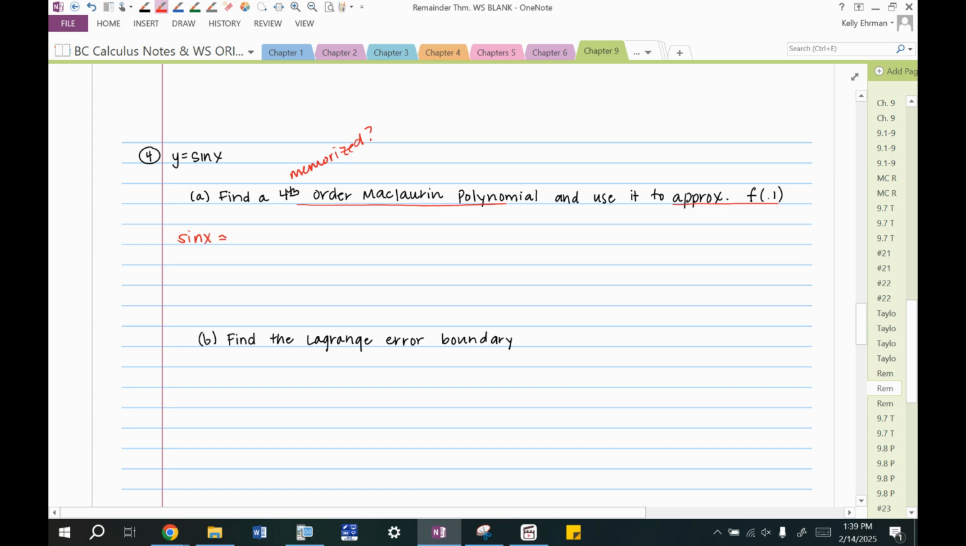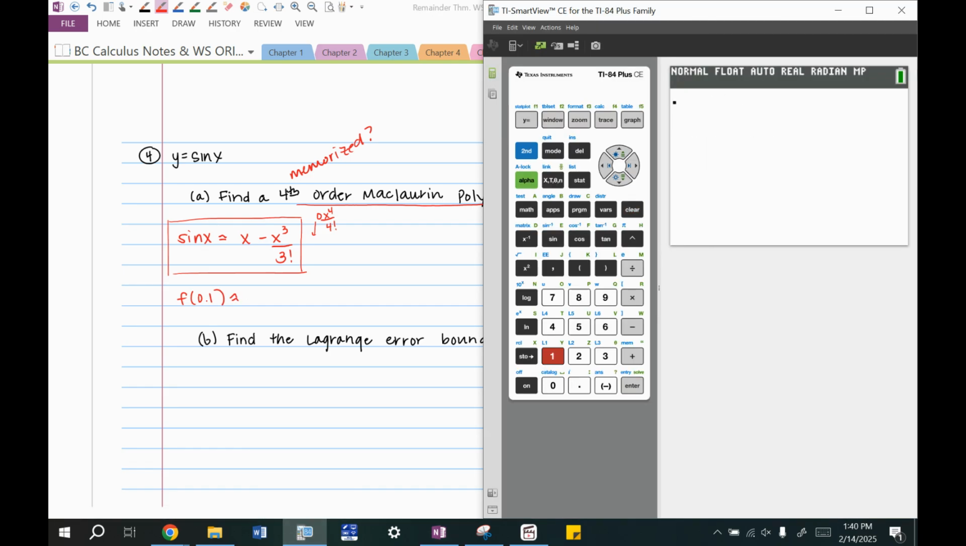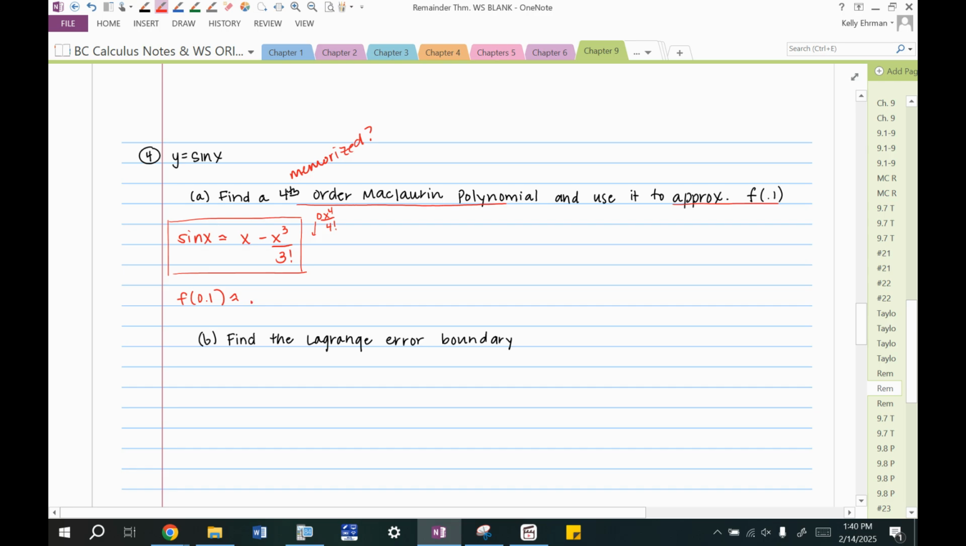So sine x can be x minus x cubed over 3 factorial. Now the next one is plus x to the fifth over 5 factorial, but the fourth order would have been 0, x to the fourth over 4 factorial. So this is the fourth order Maclaurin polynomial for sine x. And then use that to approximate f of 0.1. So plug 0.1 into that. So 0.1 minus 0.1 to the third divided by 6. So that's 0.0998, 3 repeating.